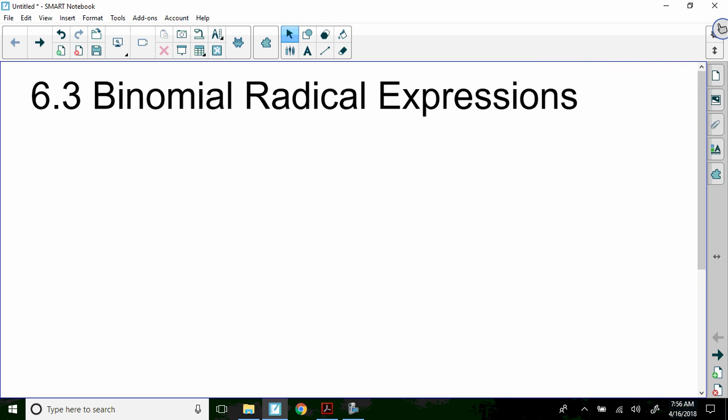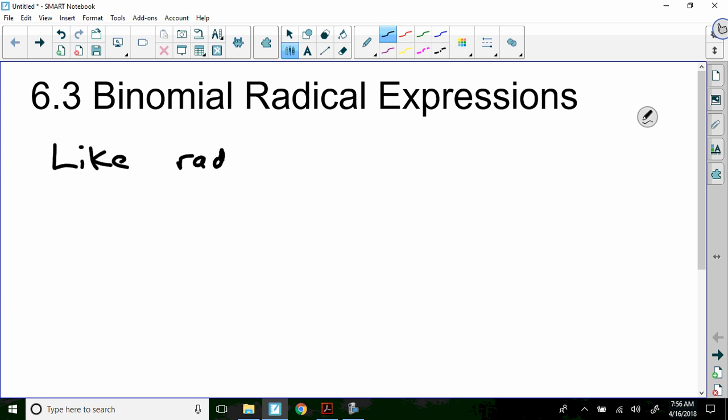Ironically, the advice that I'll give to you today is going to sound as if I'm a Valley girl, and I don't mean any disrespect to any Valley girls or anyone who speaks like that. But I could sum this lesson up in one statement. I'll say this: like radicals are like terms.